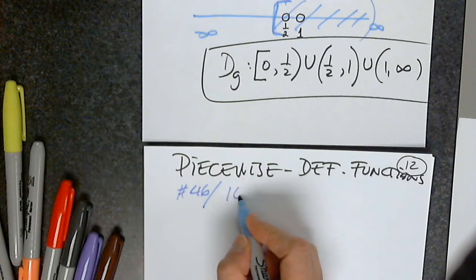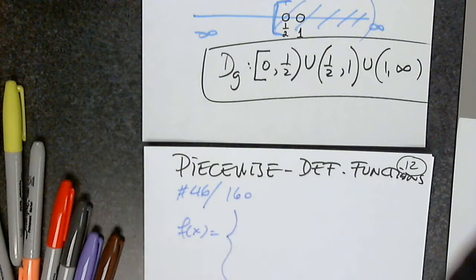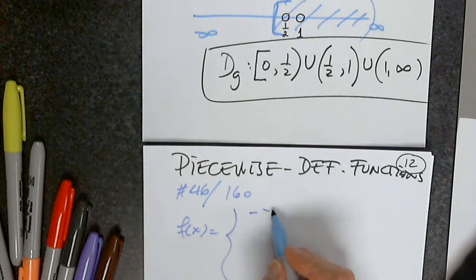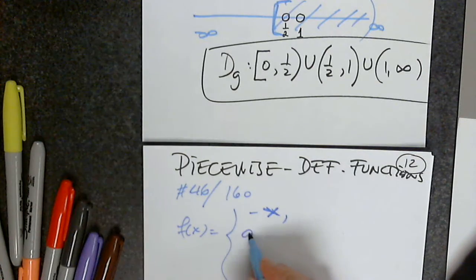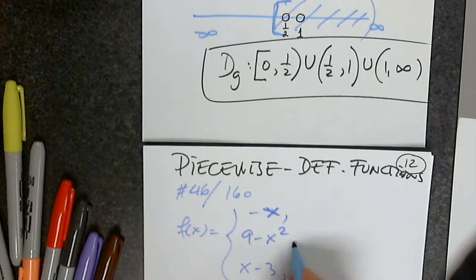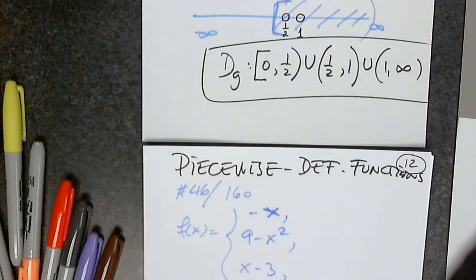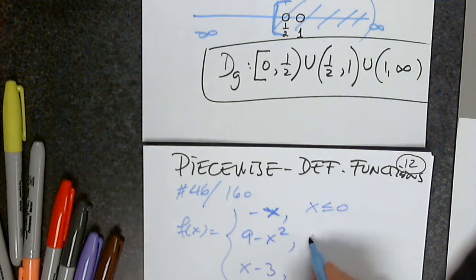For that I will take 46 on page 160, and we are given a function f of x with 3 different branches. Negative x is the first one, 9 minus x squared the middle one, and x minus 3 the last one. The first one is for x less than or equal to 0. Does this remind you of anything? What is that?